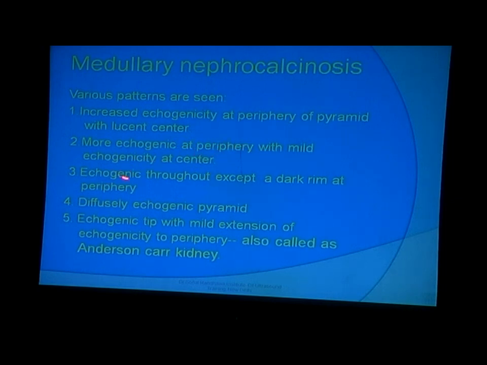Then you may find that it is throughout echogenic, but the outer rim is opposite to this, the outer rim is dark. Or a complete echogenic pyramid is there, or sometimes only the tip may be echogenic, with slight extension going on either side. This is sometimes also called Anderson-Carr kidney, and sometimes we use the word for this progression of echogenicity as Anderson-Carr progression also.